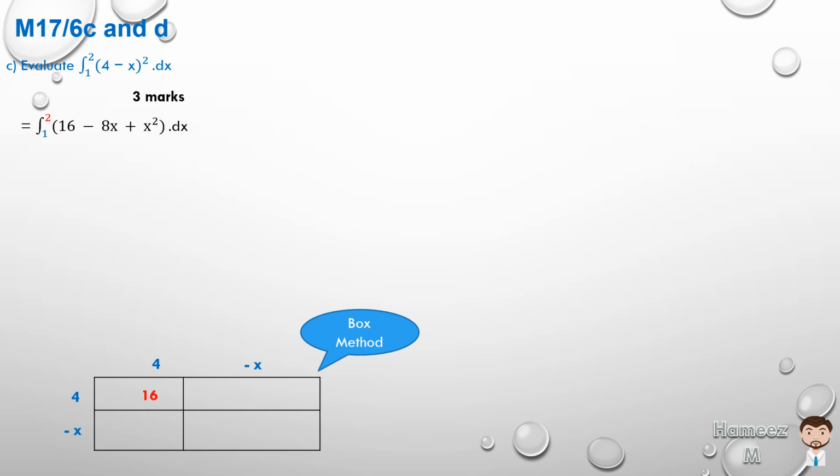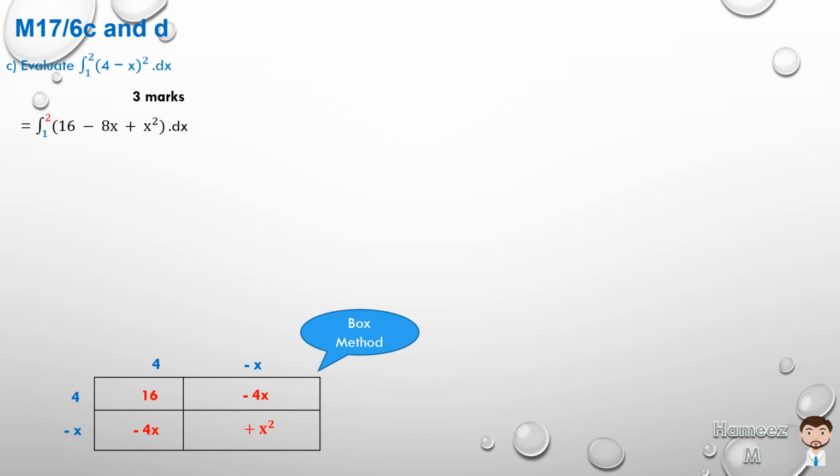For the rectangle to the right on top, 4 times minus x is minus 4x. For the rectangle down below, 4 times minus x is also minus 4x. Minus x times minus x is plus x squared. So if we add up the area of these 4, we're going to get 16 minus 8x plus x squared, which is what we have up on top.